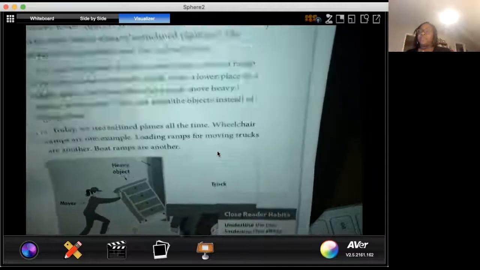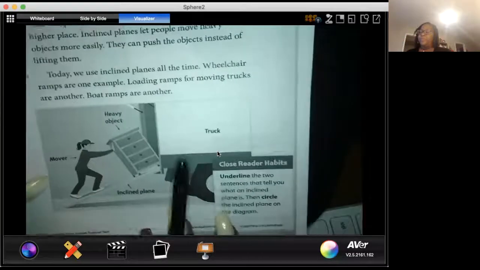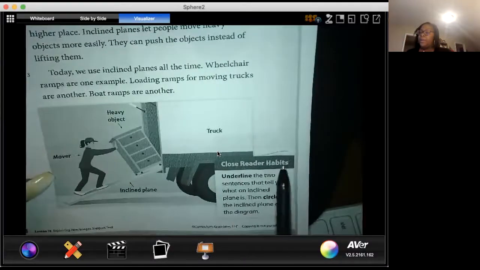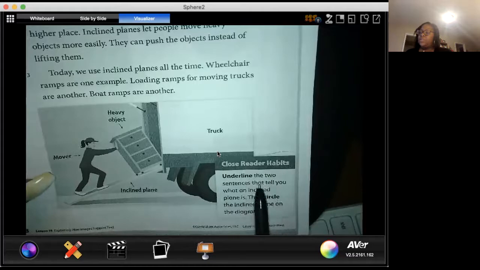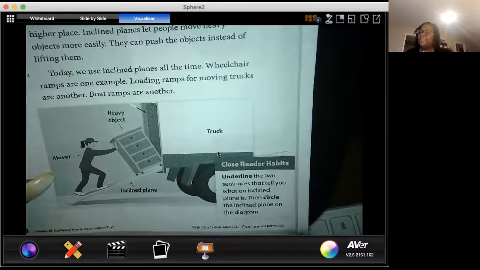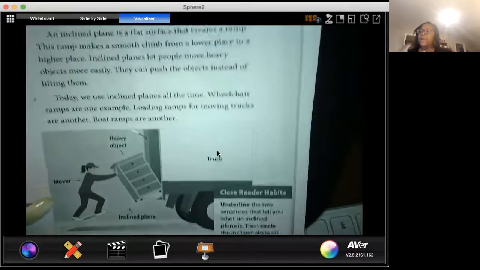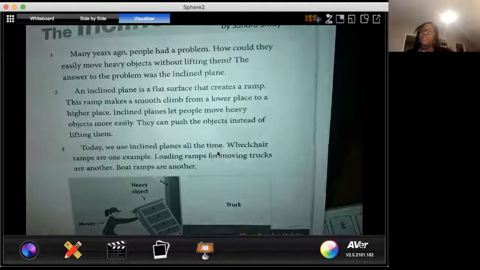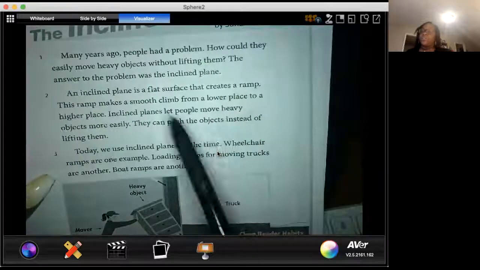Let's come down here and look at our closed reading habit. Closed reading habit. Underline two sentences that tell you what an inclined plane is. Then circle the inclined plane on the diagram. So let's come back here and reread this. This isn't that long of a passage.